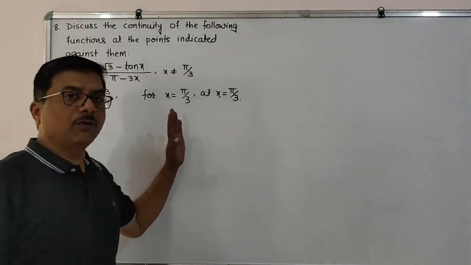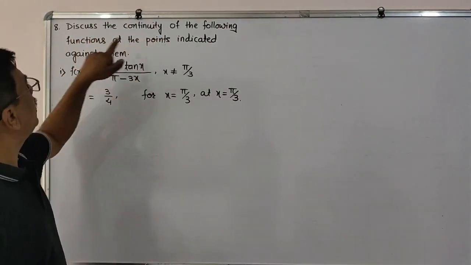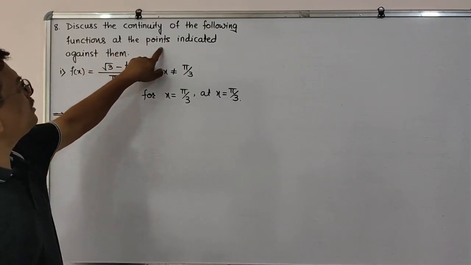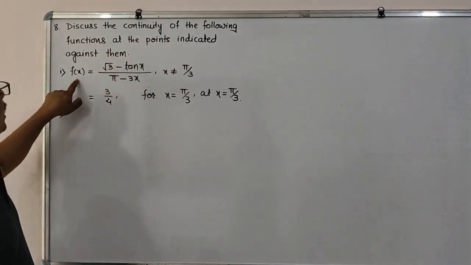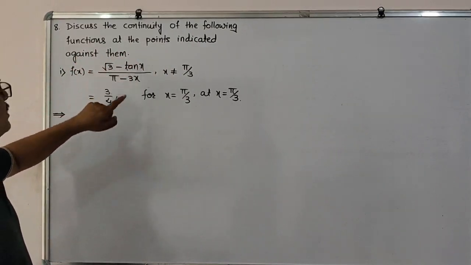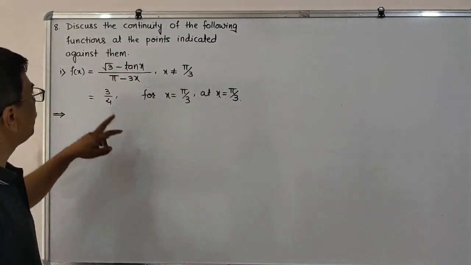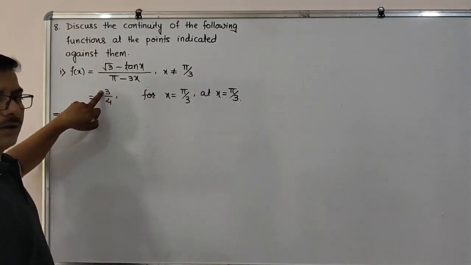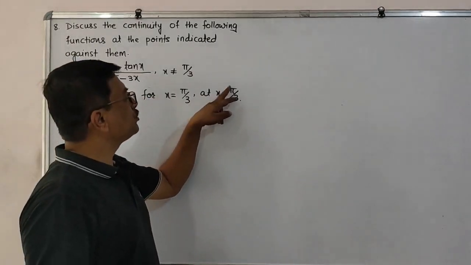Now look at question number 8. Discuss the continuity of the following functions at the points indicated against them. f(x) is equal to (root 3 minus tan x) upon (pi minus 3x) for x not equal to pi by 3, and is equal to 3 by 4 for x equal to pi by 3, at x equal to pi by 3.